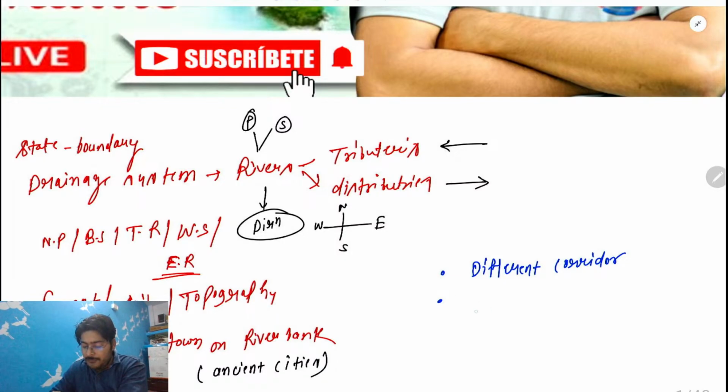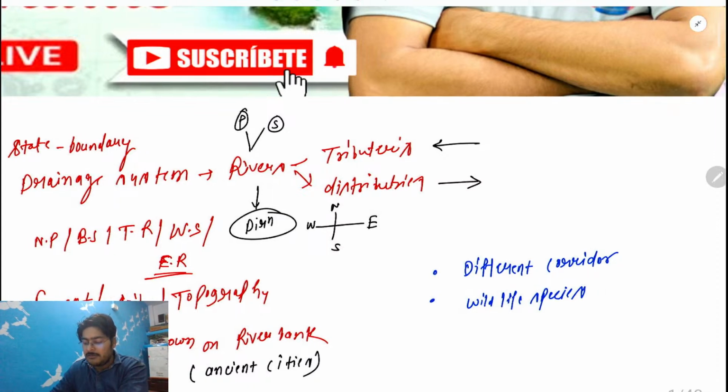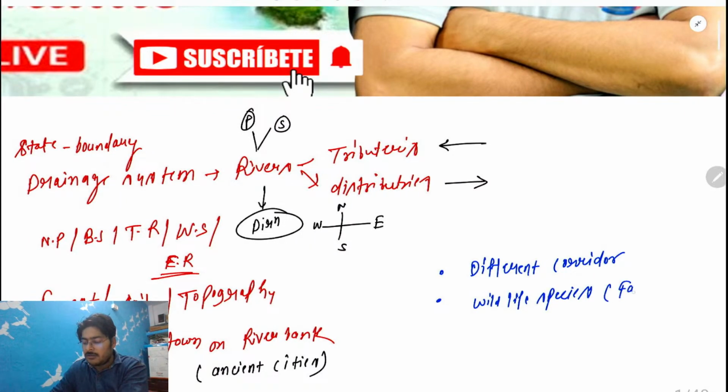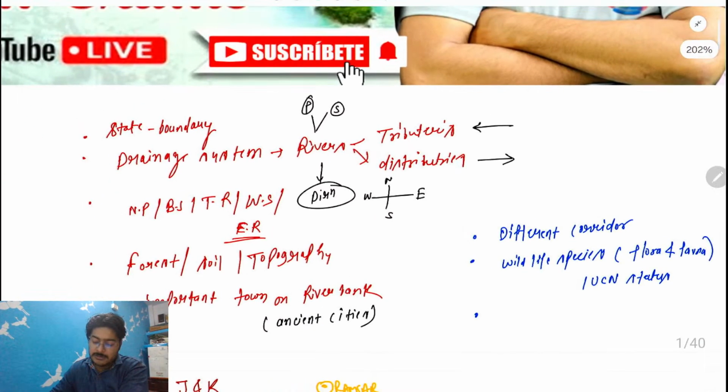Next, we'll discuss the wildlife species. Wildlife species means overall what kind of wildlife is present at a particular place. We'll discuss the fauna, or you may completely call it the flora and fauna, meaning plants and overall species. And we'll also have a look at their IUCN status. And what else is left?